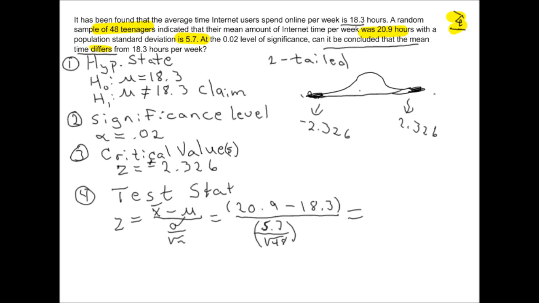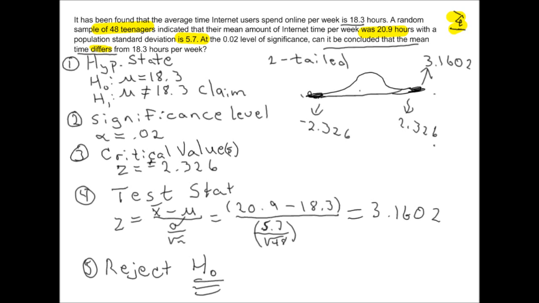Substituting that in, we come up with 3.1602. I suggest always going out one place value beyond your critical value because of rounding concepts. And our 3.1602 is out there in the rejection region. So we reject H sub 0.